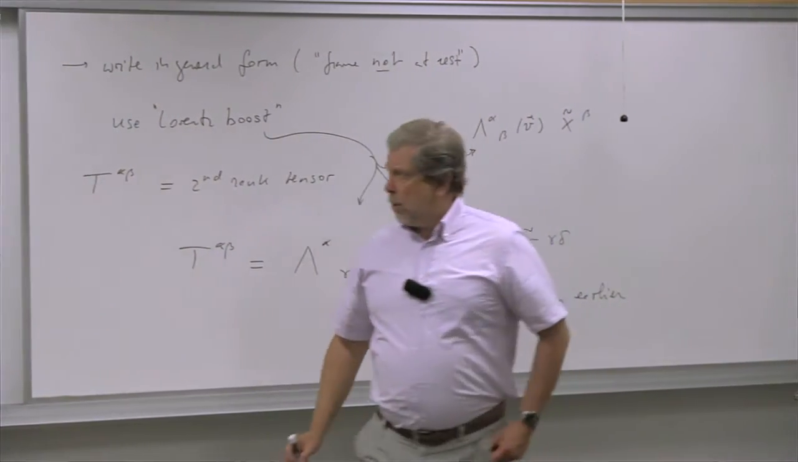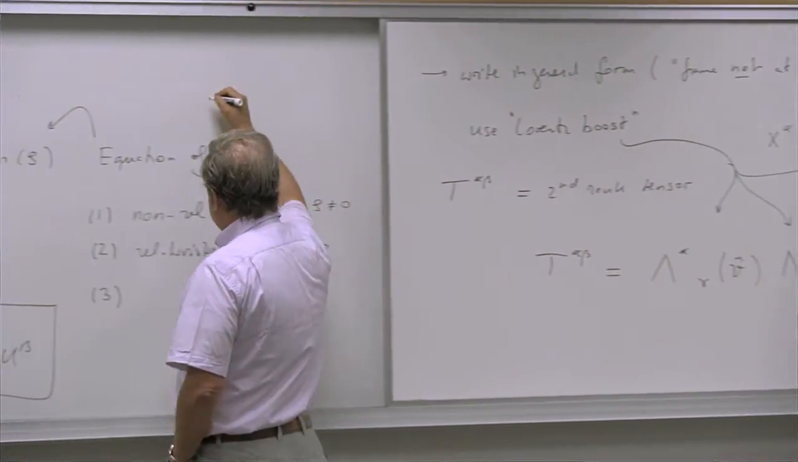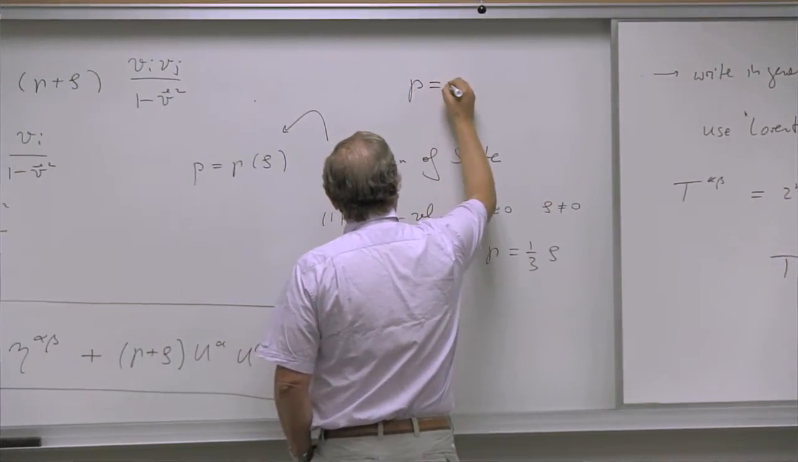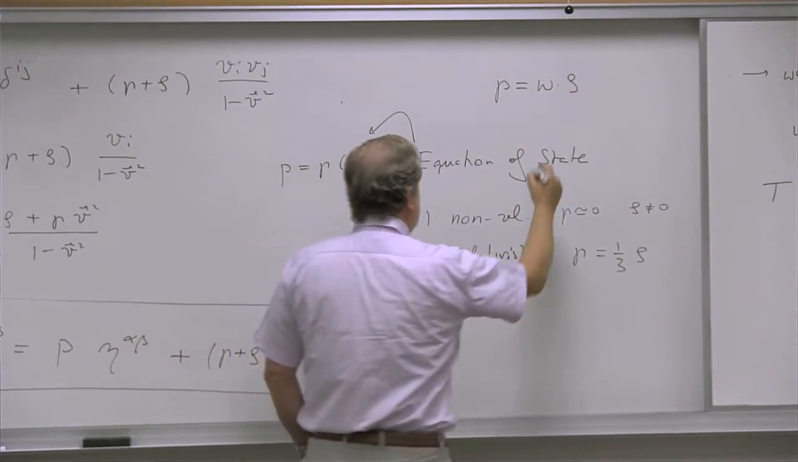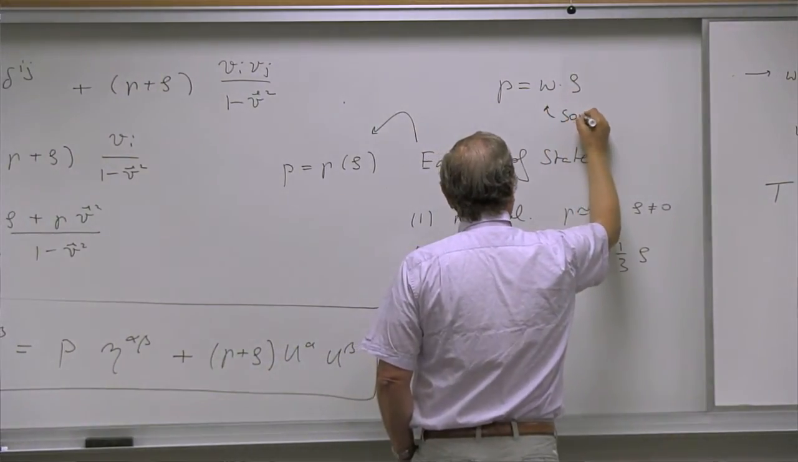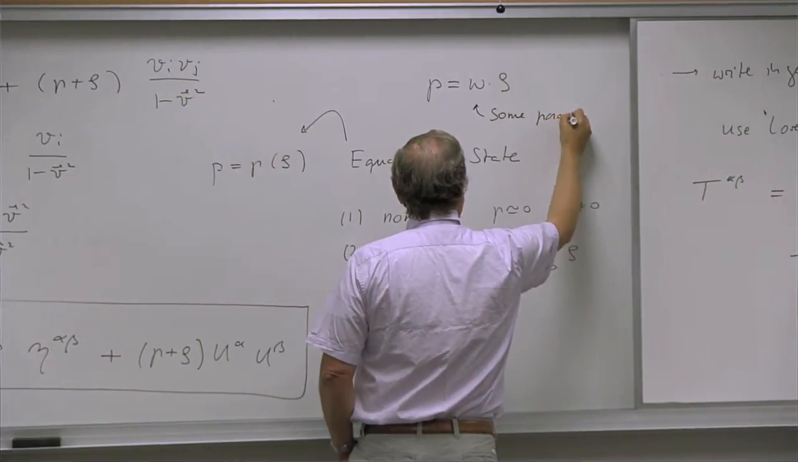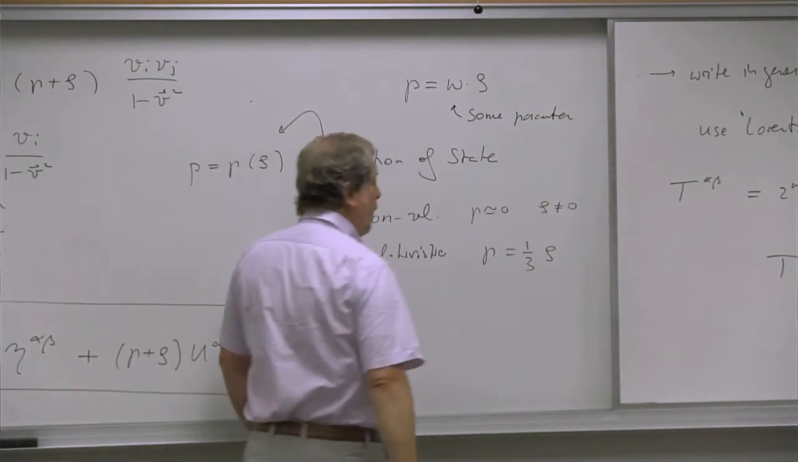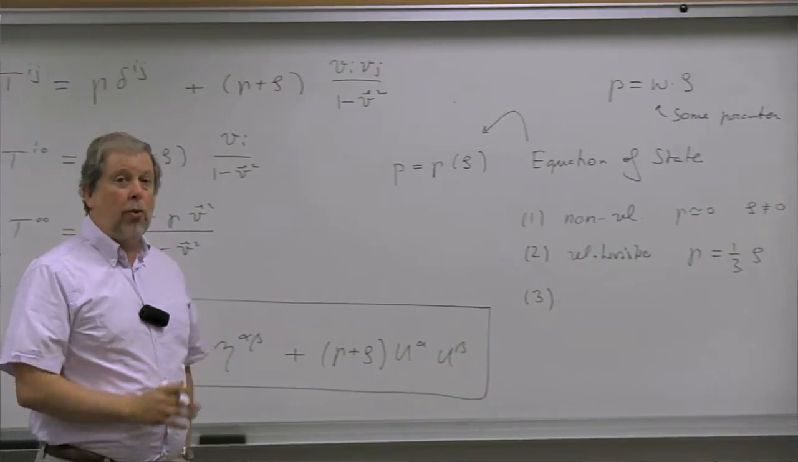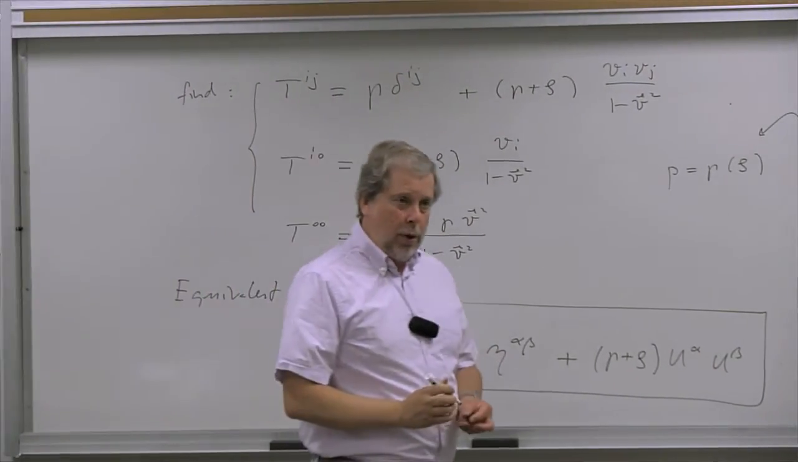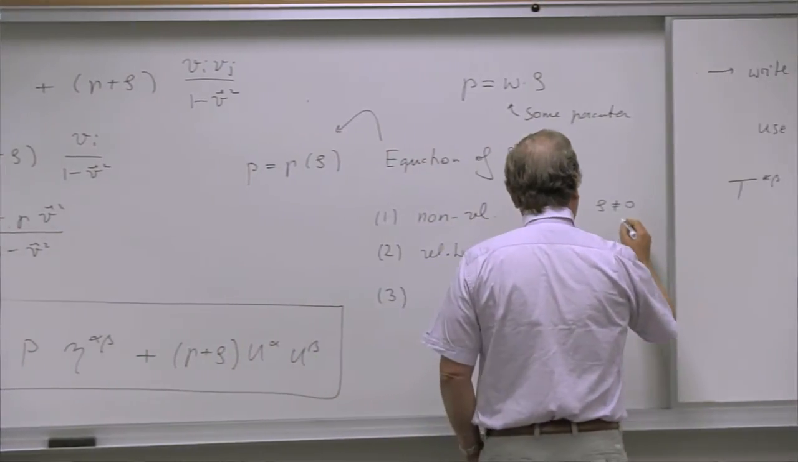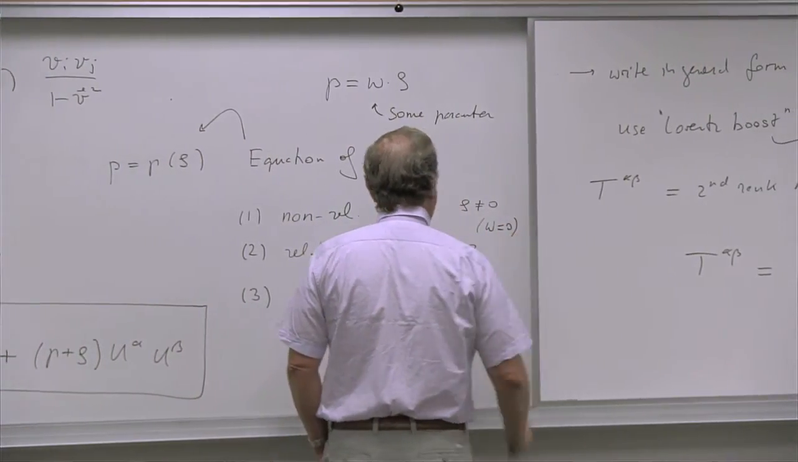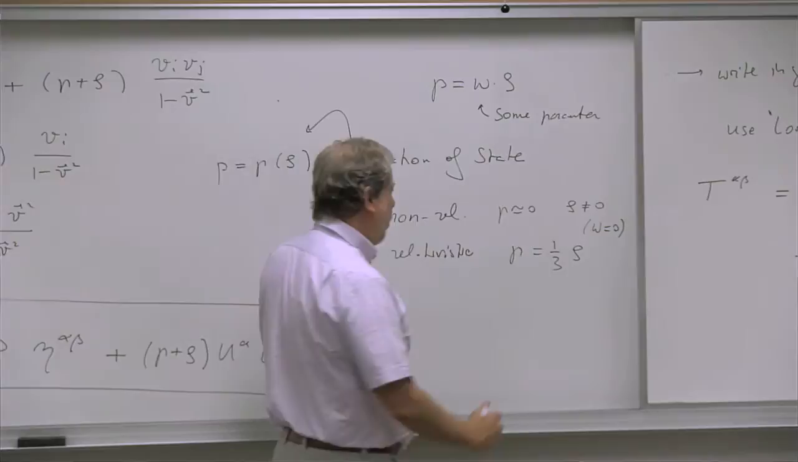And it turns out that you can see already that these two cases can be grouped together into P is W times rho, where W is some parameter. So already the two cases we discussed are W equals 0, which is the non-relativistic case, and W equals 1/3.